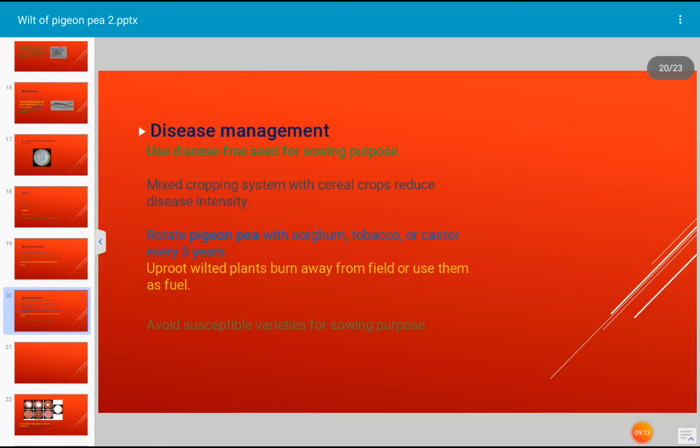Next, disease management. You have to use disease-free seeds for sowing. Mixed cropping is another remedy to avoid the disease. Rotate pigeon pea with sorghum, tobacco or castor every 3 years, and uproot wilted plants and burn them away from the field to decrease the disease intensity. Avoid susceptible varieties for sowing.